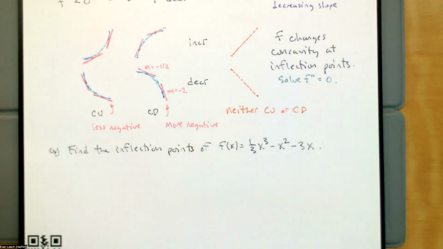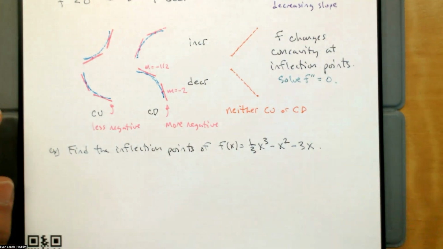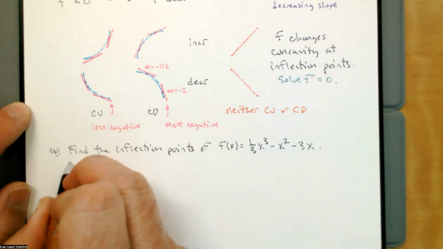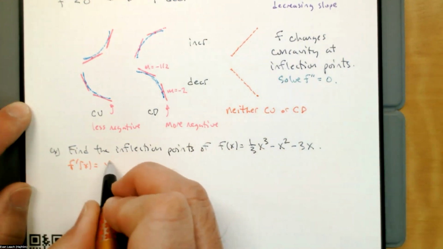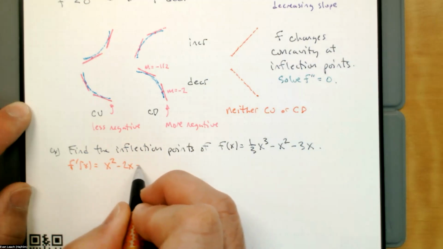So if you recall, I'm just going to use this function again because we're familiar with what it looks like. We already know there's a local maximum when x is -1 and a local minimum when x is equal to 3. So we know those points. We got that from taking the first derivative. F prime of x was x squared minus 2x minus 3.